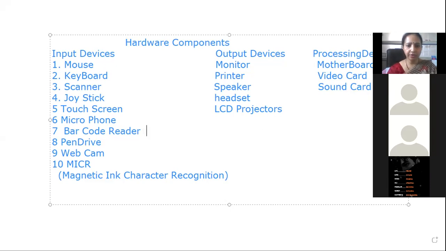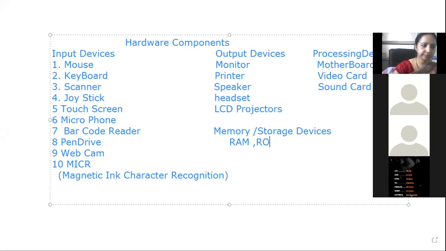Now we'll be talking about memory or storage devices. These are all part of hardware components. We call it memory or storage devices. Can anyone name them? RAM, very right. ROM, then hard disk. Yes, hard disk, okay.